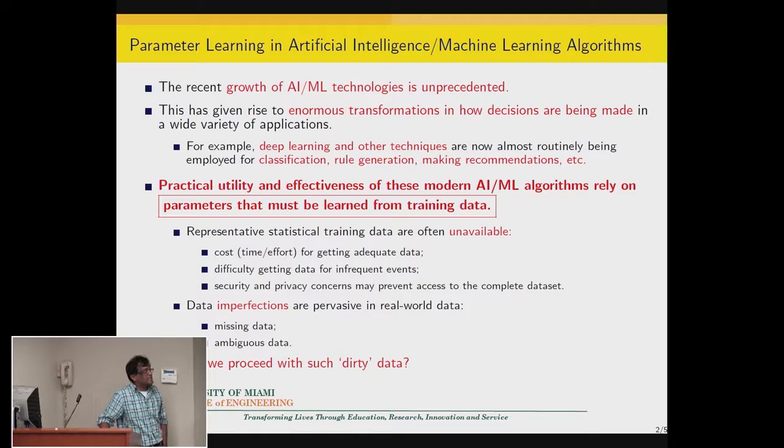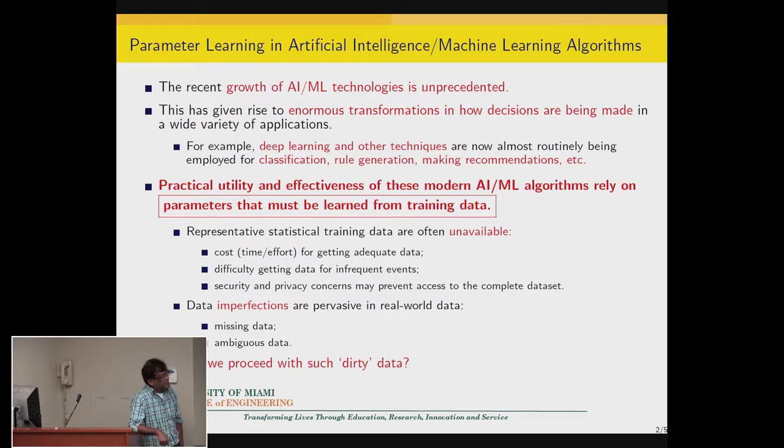The problem, of course, is that representative statistical training data are often unavailable. There are reasons for that. One is cost, in terms of time or effort for getting adequate data, or difficulty getting data for infrequent, rare events. Sometimes you are not given the data because of security and privacy concerns, in medical data, for example.